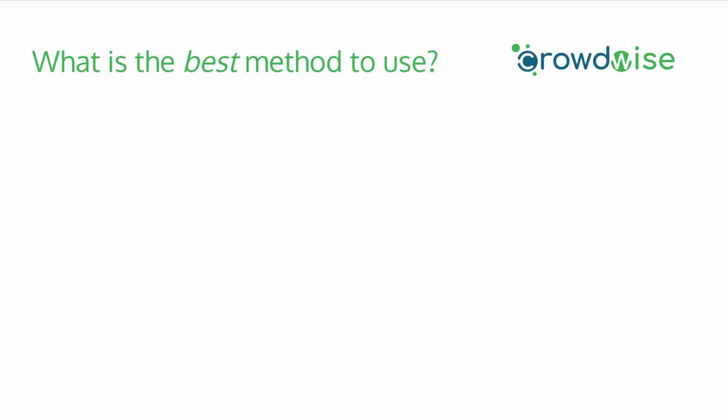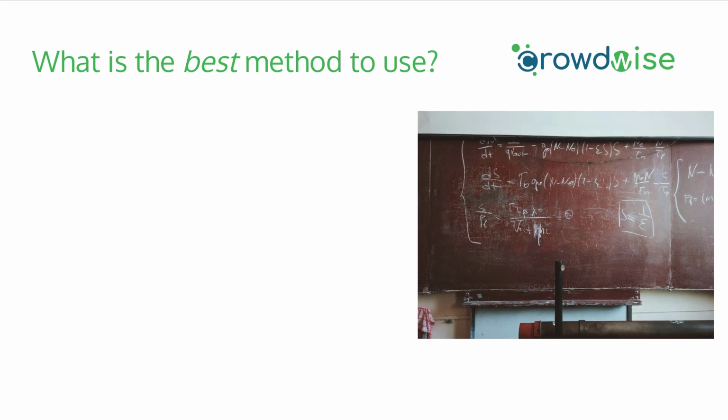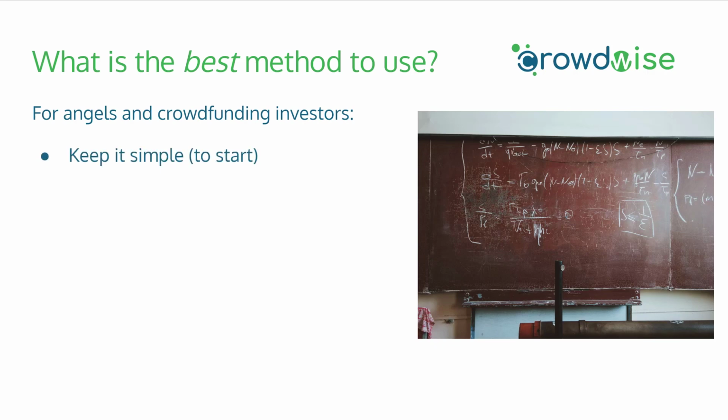So, you're probably wondering at this point, this is all great, but what's the best method to use? Just show me the formula and I'll go and use it. Well, the answer is that for angels and crowdfunding investors, it depends. You want to keep it simple, at least to start, before trying some of the more complex and intensive methods. You probably want to use a combination of the methods, since they often result in different valuation outcomes, and then you can compare to see where the differences are.